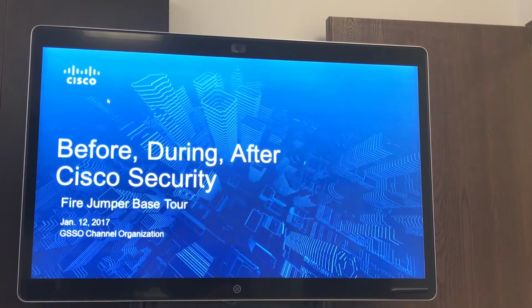So this is a presentation of Cisco's before, during, and after security framework for a security plan for a network. Basically, it's a presentation of how to implement security in your network according to Cisco standards, as many companies don't really have a plan for how to secure their network.